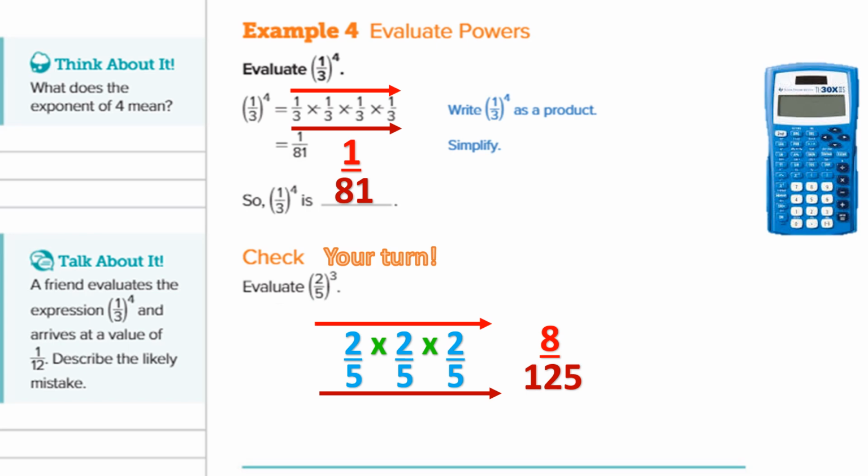Well, can that be reduced? No, right? 8 will not go into 125 evenly. The only other factors are 2 and 4, neither of which will go into 125. That is as low as it can go.